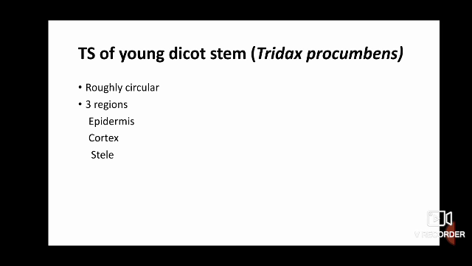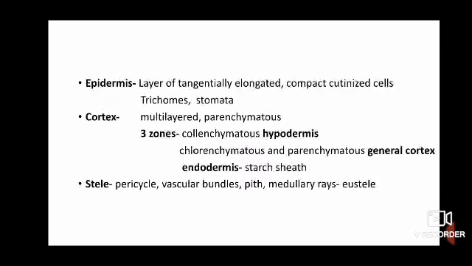Now, coming to the internal structure of a typical dicot stem, that is the stem of Tridax procumbens or the stem of sunflower. So, TS through a young stem appears roughly circular in outline and shows three distinct regions, namely the epidermis, cortex, and stele.